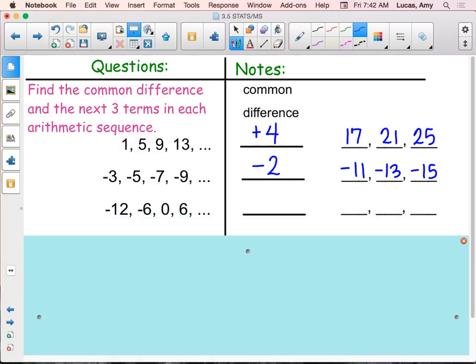Our third sequence, we have some positive numbers and some negative numbers. So we're starting at negative 12, moving to negative 6, then 0, and then positive 6. So this sequence is heading in the positive direction. We're adding 6 each time. So if I continue adding 6, I get 12, 18, and 24.